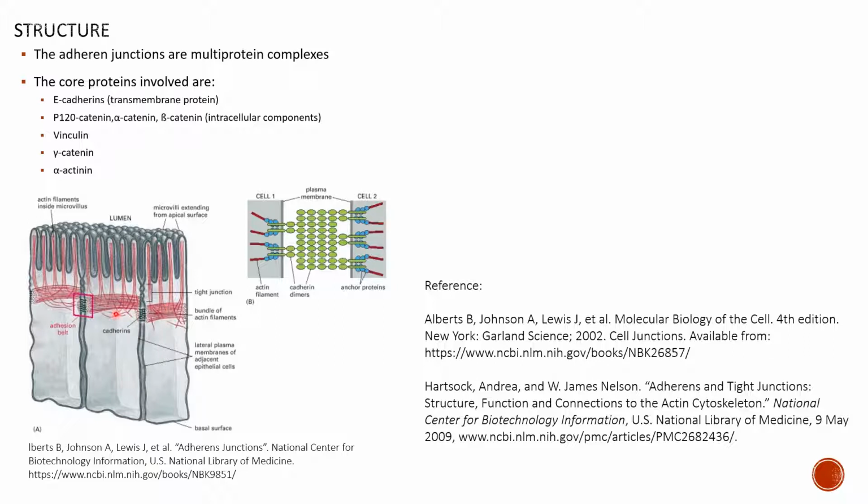So these are just a bundle of actin filaments, and they're held together by, again, cadherin dimers. Each cadherin dimer is connected to the identical cadherin dimer from its adjacent cell. And the extracellular filament tails are held together by the anchor proteins, which are basically the ones I have listed here, like vinculin, p120 catenin, alpha catenin, and beta catenin.